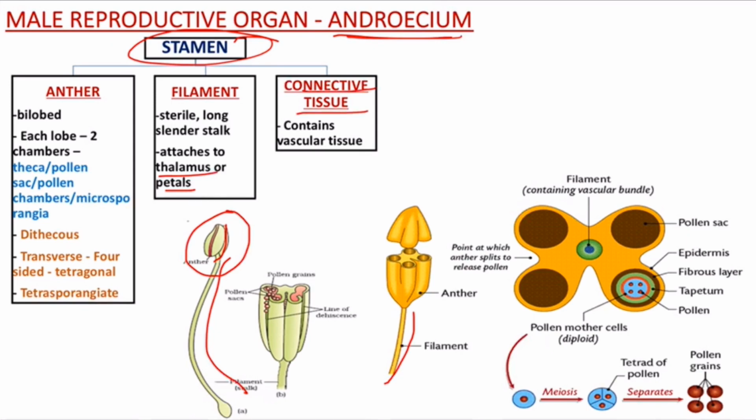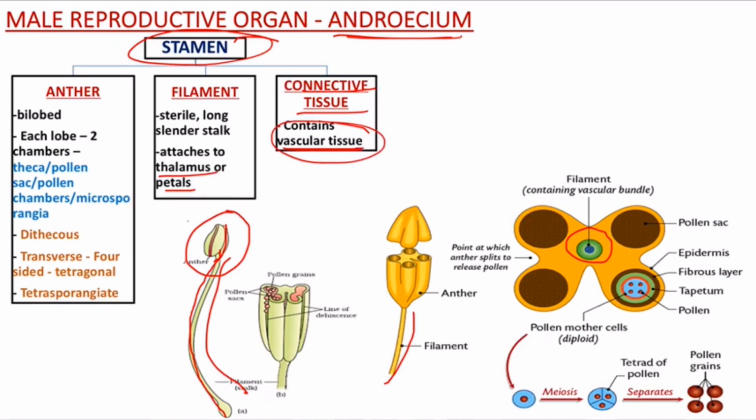Next is what? The connective tissue. This connective tissue holds the anther, and it also contains vascular tissue. That means it will have xylem and phloem in it. Why? Because in the filament also, from in between, there will be a passage of xylem and phloem. When it opens up, you can see it is in the form of connective tissue, which is holding these two anthers. Even the anther needs nutrition and water, so it will come through where? It will come through this vascular tissue.